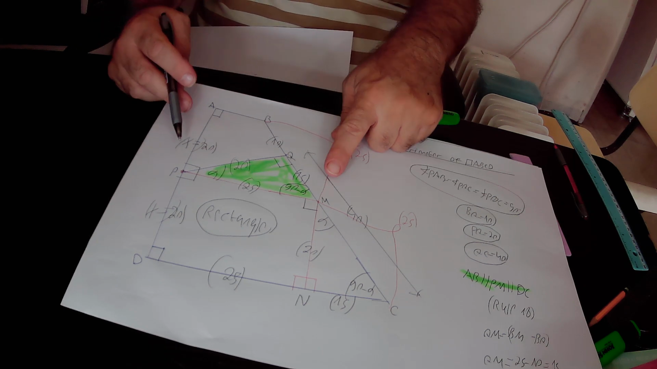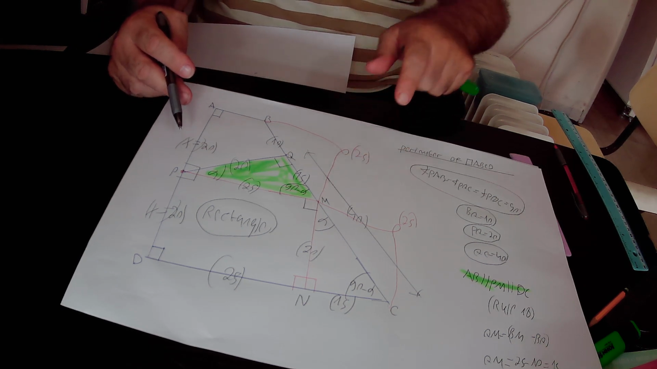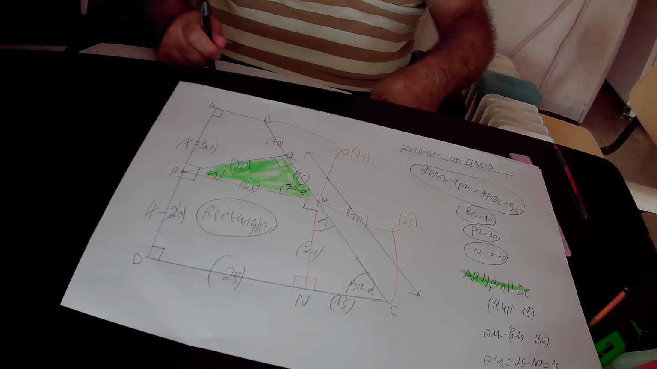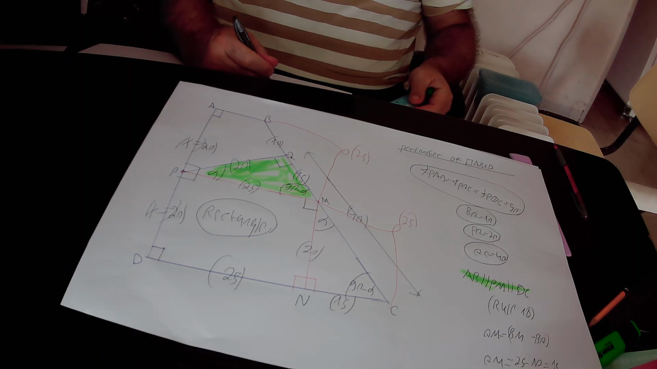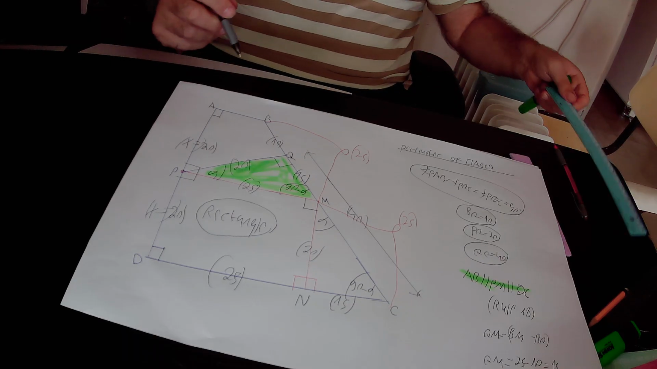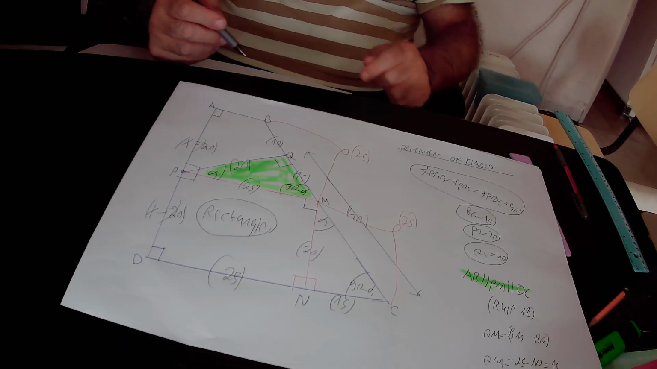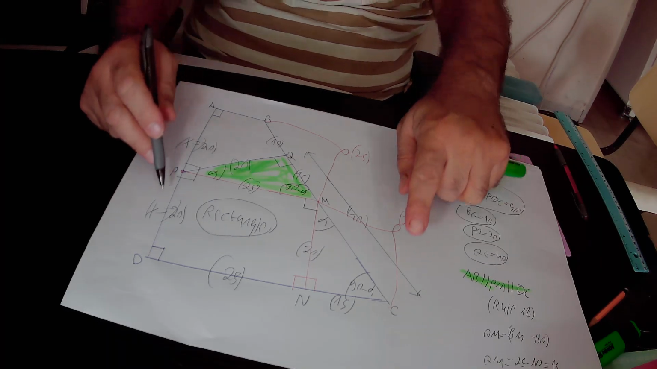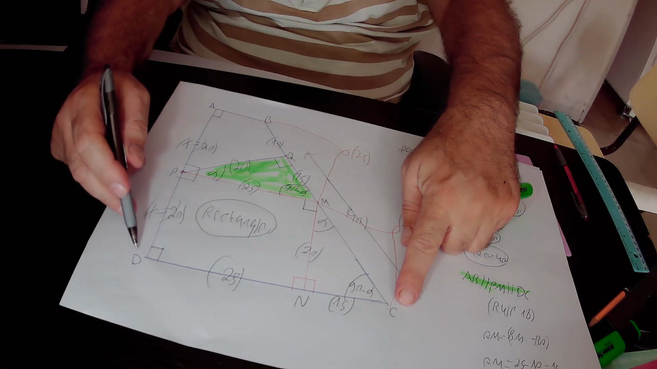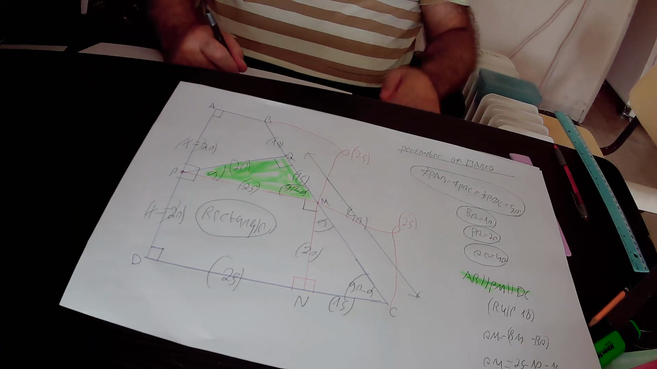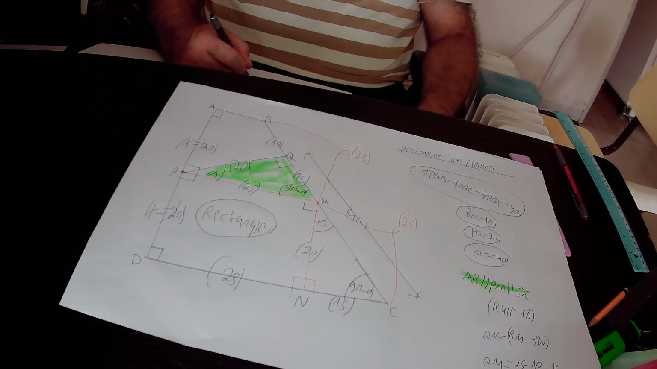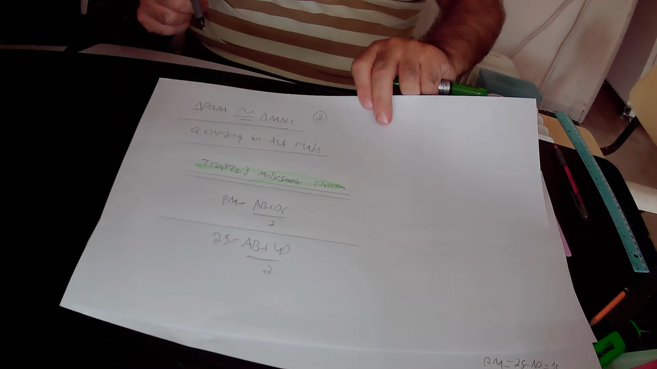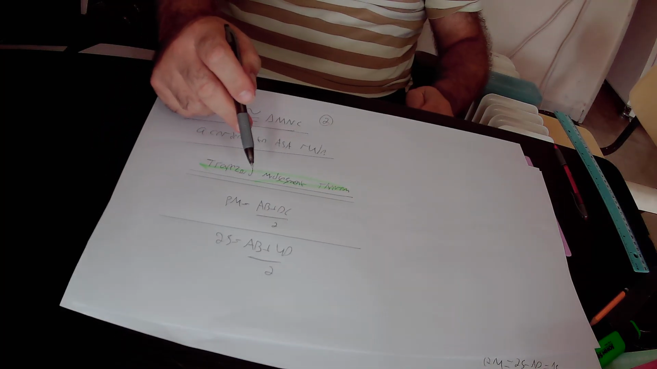But we already found out that PM equals 25, so we can substitute PM by 25. Substitute PM by 25, and it equals AB plus DC over 2. AB is the missing side, so leave it as it is. DC equals 15, so in total we get 25 equals AB plus 40 over 2.